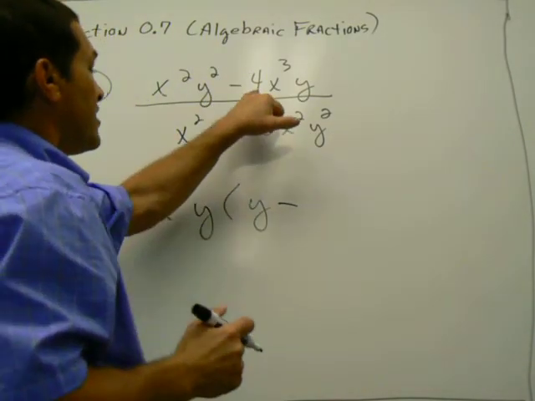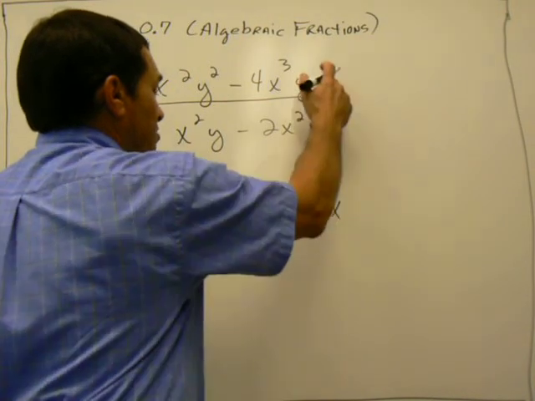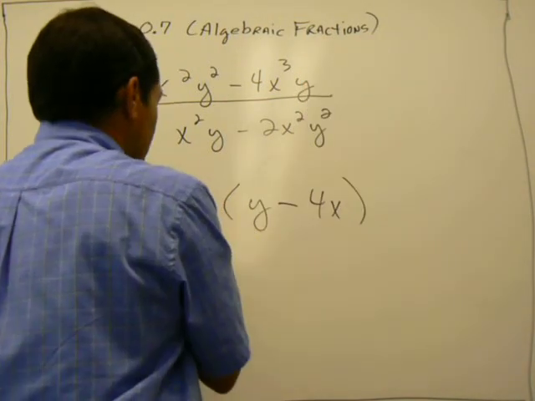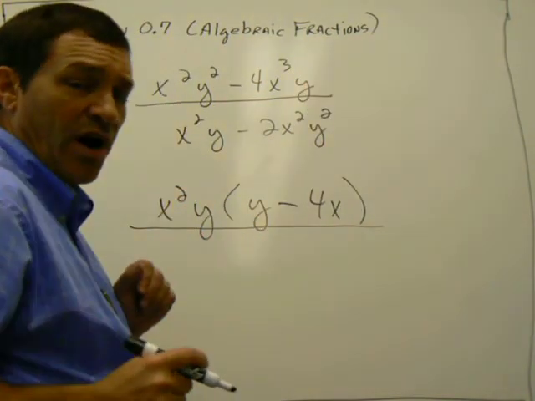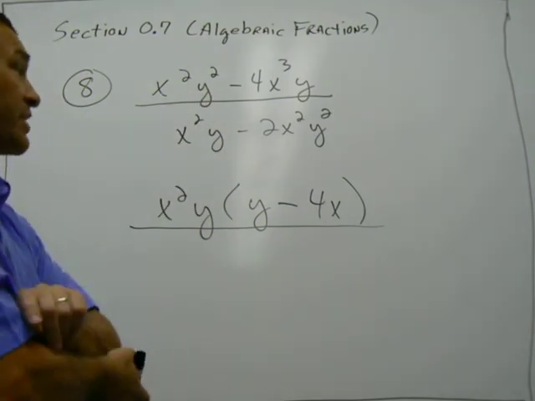I have a minus sign from this. Okay. I'll have the 4. X cubed divided by x squared is x. And y divided by y cancels out. So I can factor an x squared y out of each term of the numerator. And this is what I'm left with.